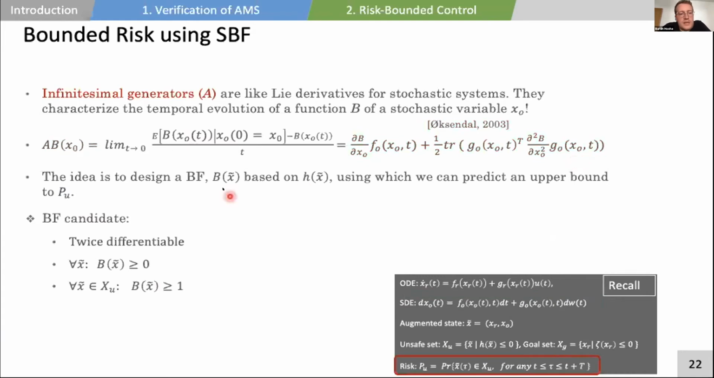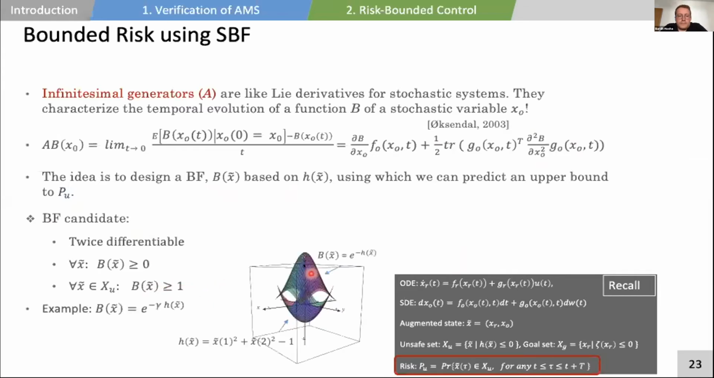So the idea is to design a barrier function B(x) based on h(x), using which we can predict an upper bound to P_U. So the BF candidate needs to be twice differentiable. This is because of this second term here. For all x, B(x) is greater than 0, and for all x̃ in the unsafe set, B(x̃) is greater than or equal to 1. An example of a barrier function: this is a circle centered at the origin with radius 1, and the barrier function is the exponential of negative gamma times h(x).